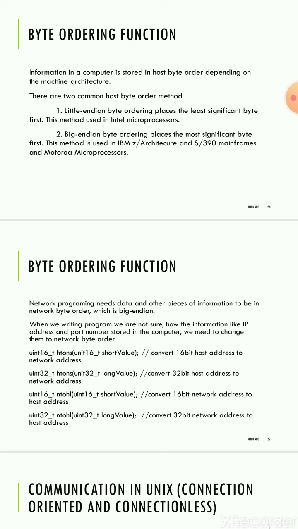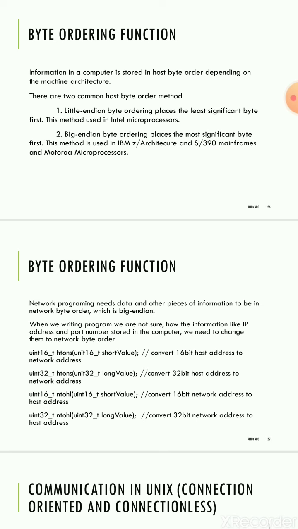One more function is the address conversion function. When we work with IP addresses in dotted decimal format and want to store the address in a socket, we need to change it to a number. So two functions are used to convert an address from presentation to number and vice versa: pton, presentation to number, and ntop, number to presentation formats.